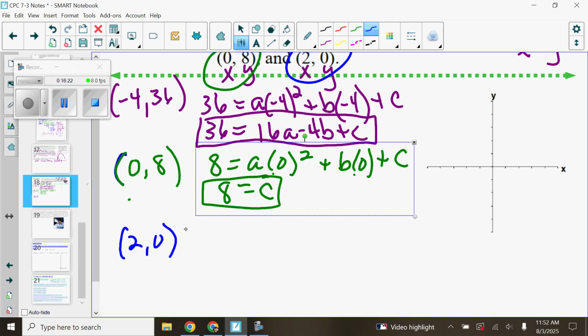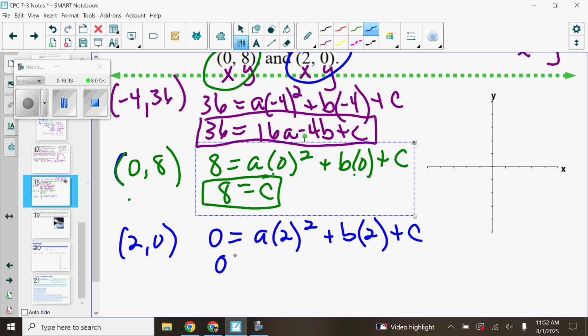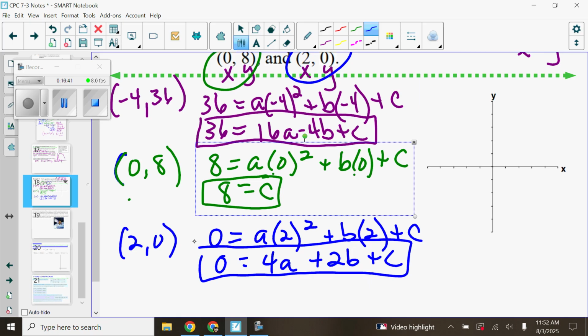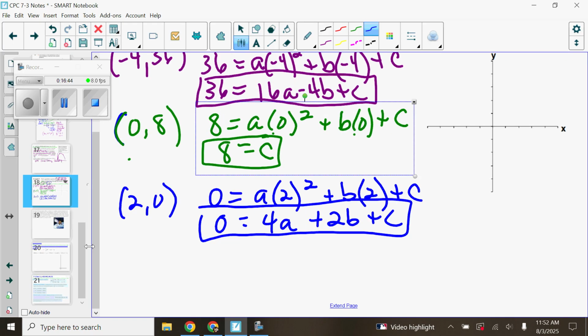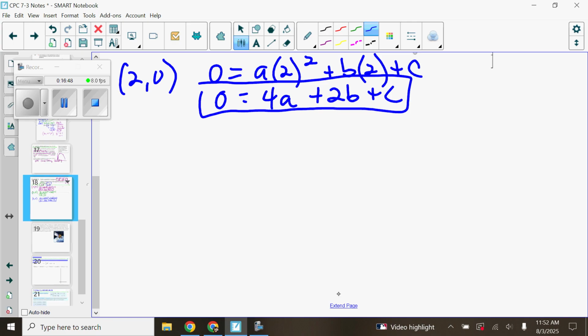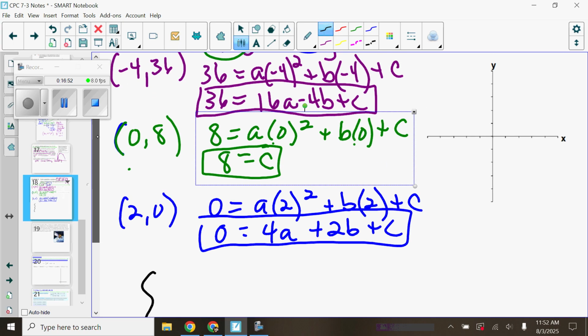So if I plug in these values, 0 for y and 2 for x, we're going to plug in 2 everywhere we have an x. I'm going to get a third equation. Simplify that a little bit here, plus 2b plus c. I have a system with 3 equations and 3 unknowns. I should be able to solve then for the a, the b, and the c to be able to write that quadratic equation.